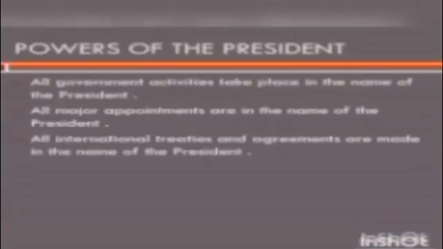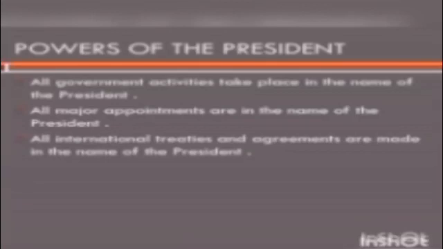Now, let's discuss the powers of the president. First, all governmental activities take place in the name of the president. All laws and major policy decisions of the government are issued in his or her name. Second, all major appointments are made in the name of the president.